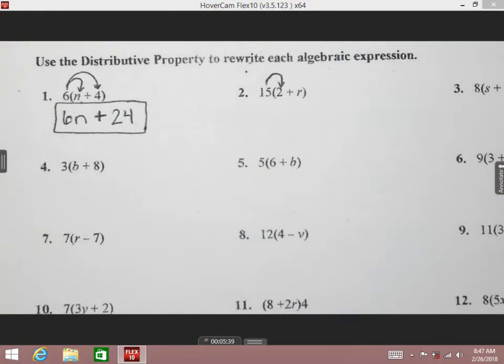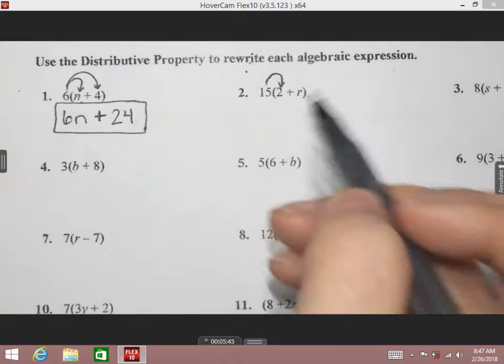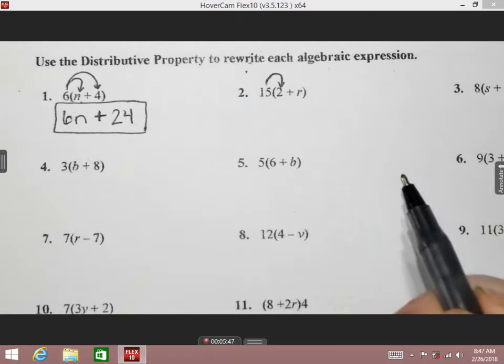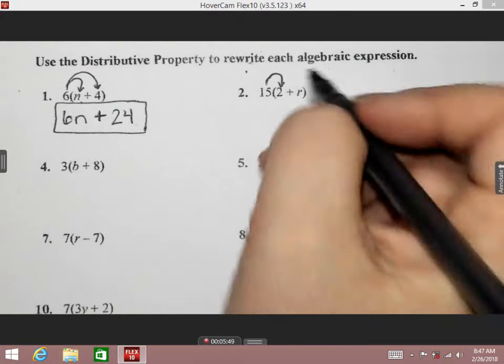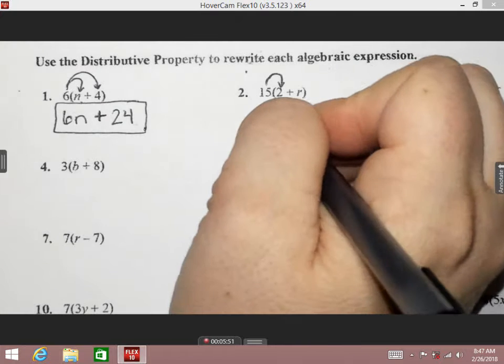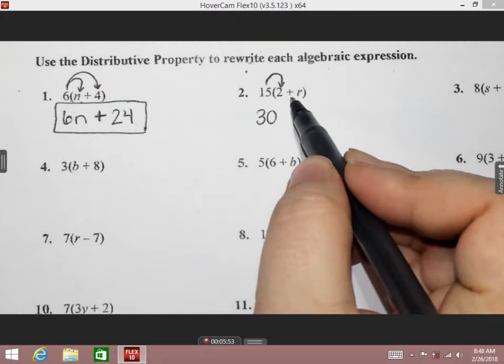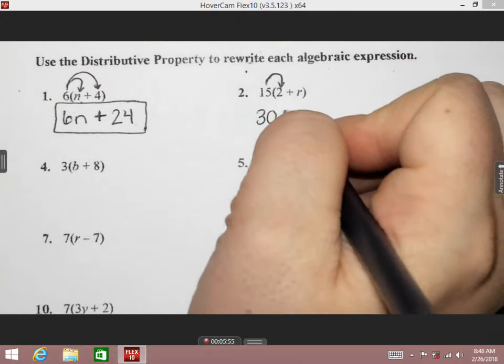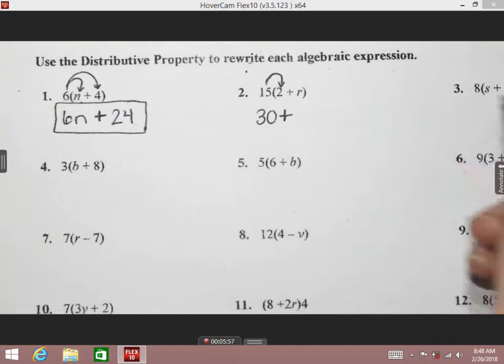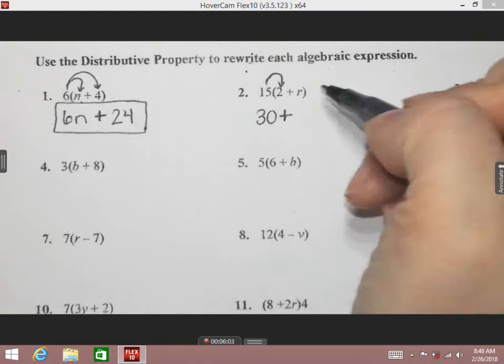What operation am I doing when I do that? Multiplication. So what does that give me? 15 times 2. What do I get as an answer there? Katie? 30. Have I done anything to the addition sign right now? No, so I'm going to keep my plus sign. Have I passed out 15 to everything, Cole?